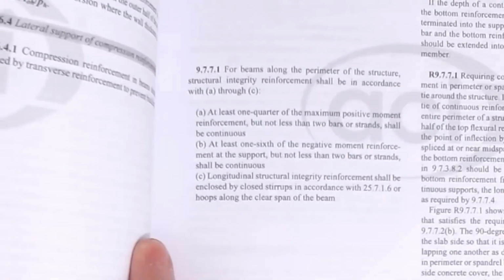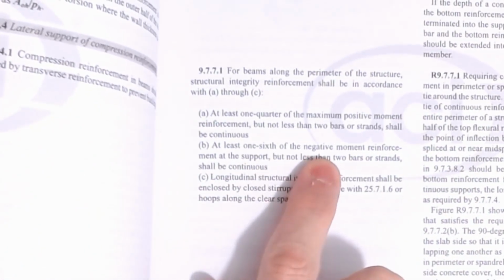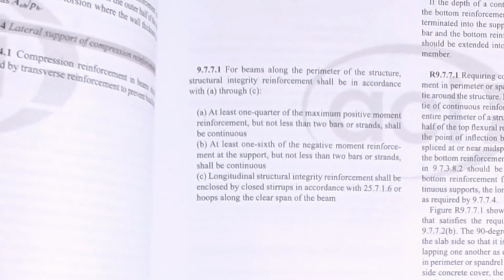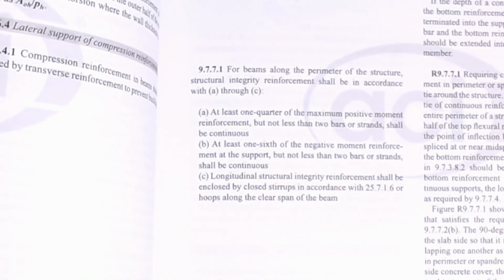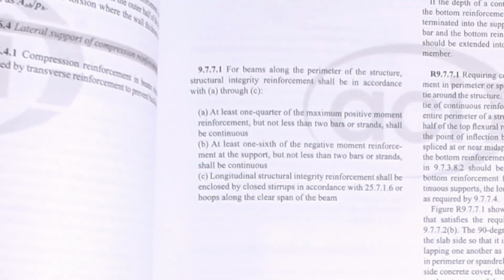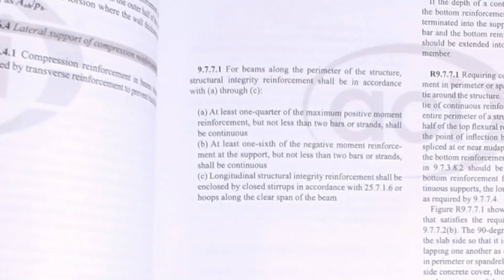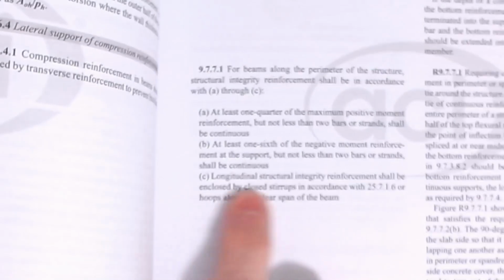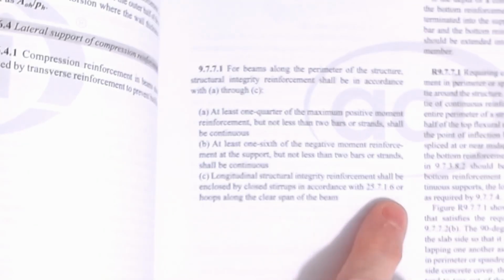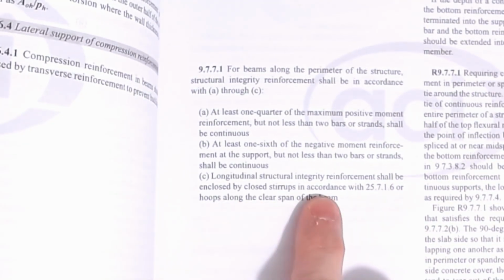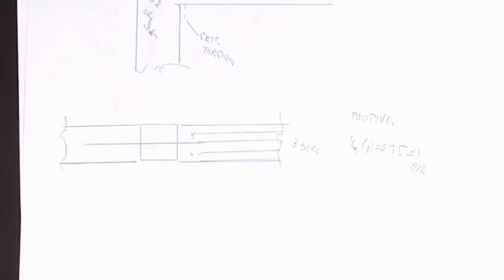The next one is that at least 1/6 of the negative reinforcement must be continuous through, but not less than 2 bars. So if you've got 3 bars, you have to extend at least 2 of them through. Again, this is helping to connect one piece to the next. The other one is that longitudinal structural integrity reinforcement shall be enclosed by closed stirrups, in accordance with the sections we're talking about, or hoops along the clear span of the beam. So I can't just, even if I don't need, if we're looking at our picture, man, that glare is horrible.